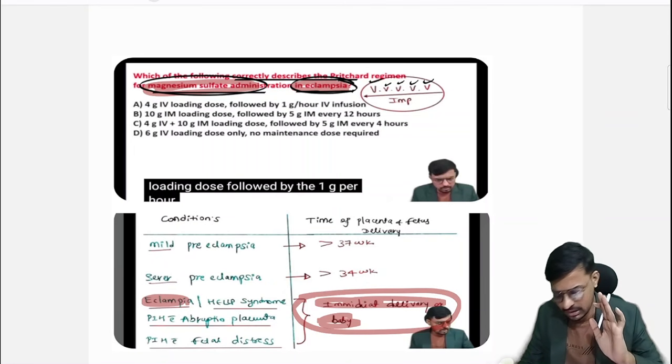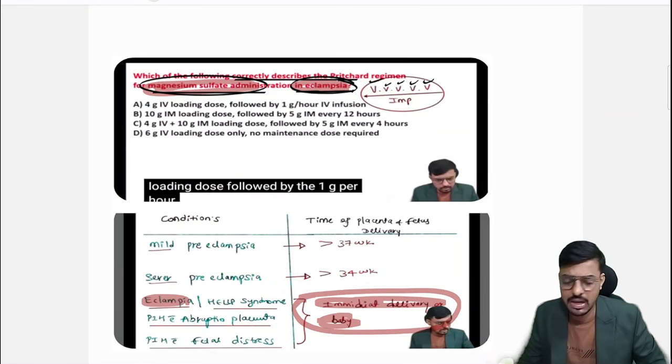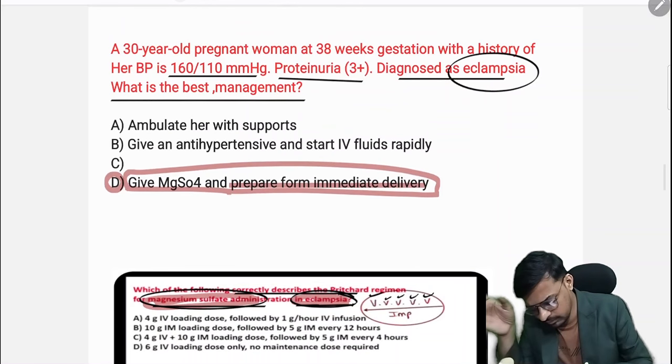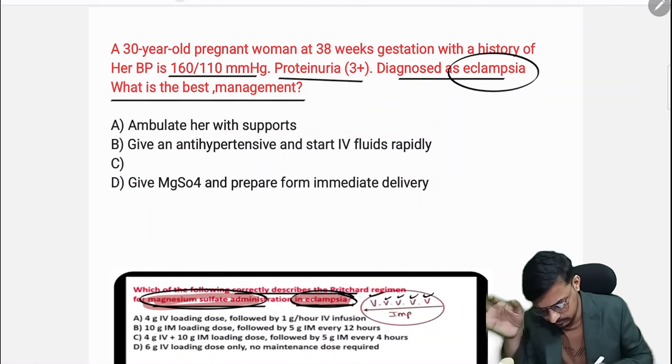Yes, that was the question which was asked in your exam, and at least 2 or 3 times I have discussed the question on magnesium sulfate, its toxicity, its early signs of toxicity, and its doses, the Pritchard regimen and the Jupsin regimen. Everything necessary for your exam, I have given to you people before the exam. I hope every one of you made this particular question correct.